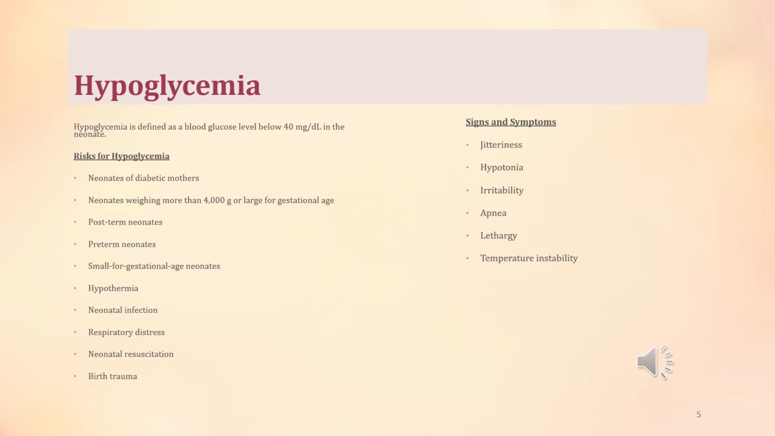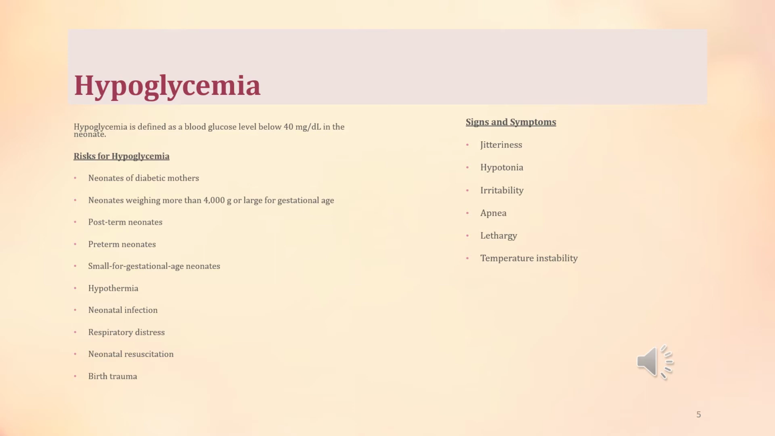When we start thinking about babies having hypoglycemia, some of the risks for being hypoglycemic are moms that are diabetic, babies that weigh greater than 4,000 grams or are large for gestational age, post or preterm babies, small for gestational age, babies with a low temp, an infection, respiratory distress, a baby that's had to have some sort of resuscitative measures, and birth trauma.